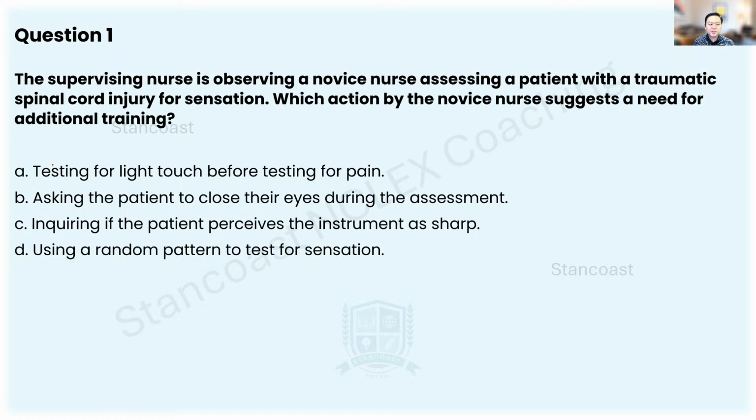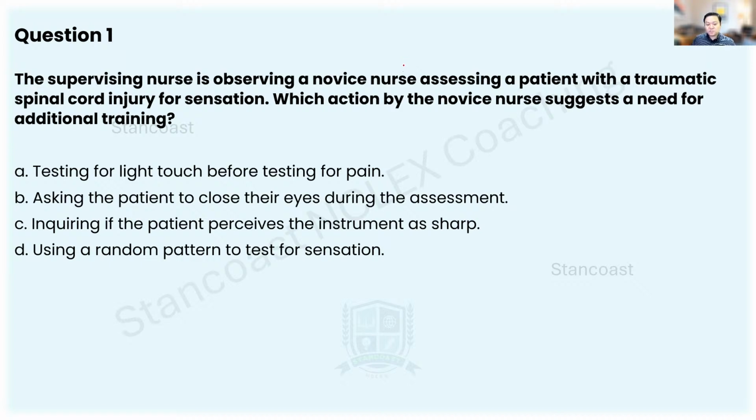The supervising nurse is observing a novice nurse assessing a patient with a traumatic spinal cord injury for sensation. Which action by the novice nurse suggests a need for additional training? Is it A, testing for light touch before testing for pain? B, asking the patient to close their eyes during assessment? C, inquiring if the patient perceives the instrument as sharp? D, using a random pattern to test for sensation.